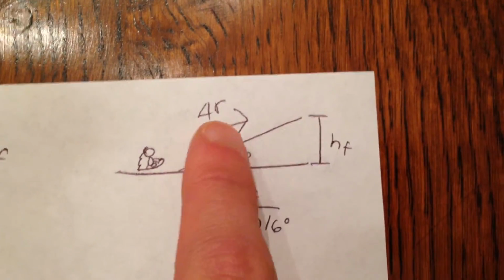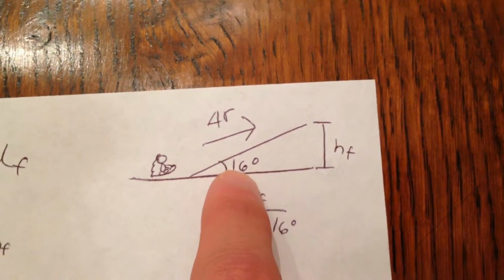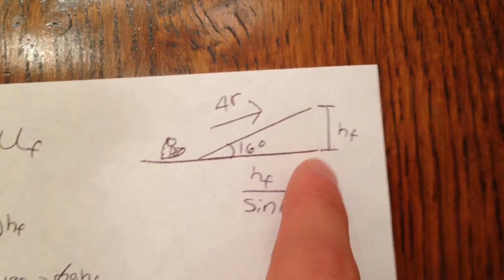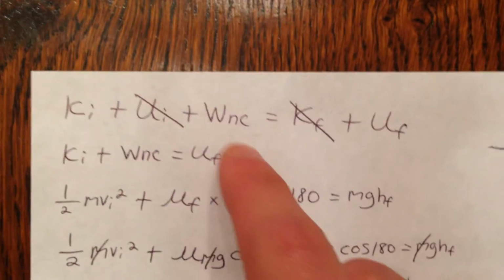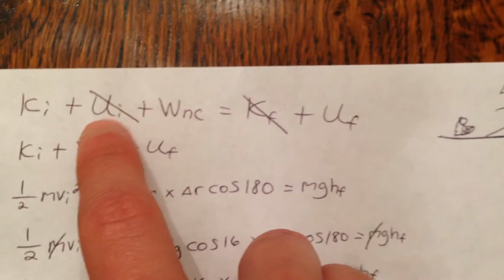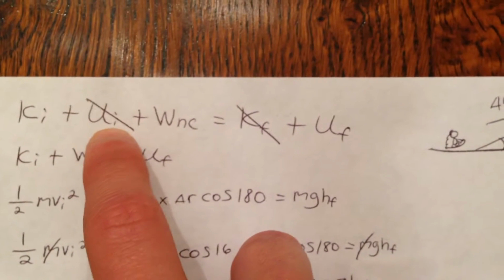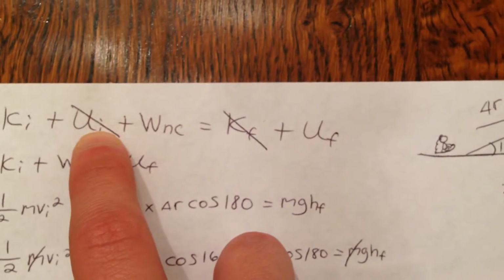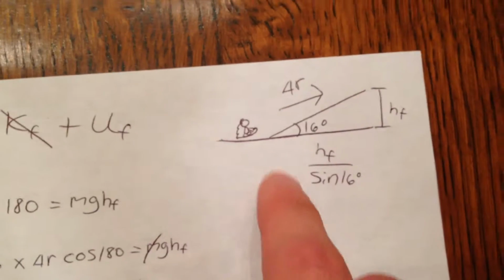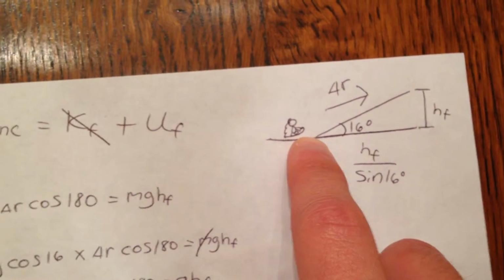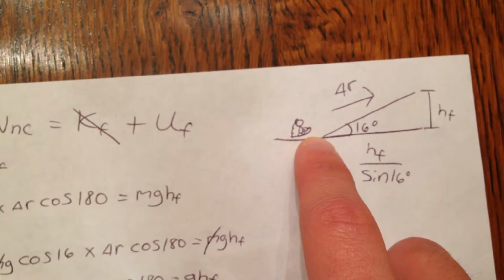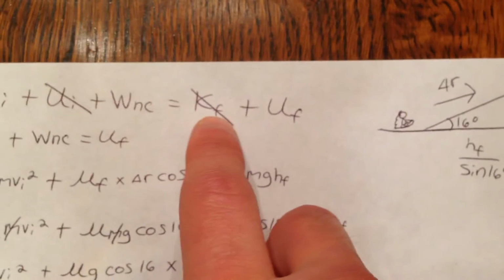Alright, so this is the distance, the angle of incline, and this is the final height. This is the equation I'm using. I know that the initial potential energy can be 0 because at the bottom of this hill the height is 0, and as she goes into the hill she's not going to have any potential energy.